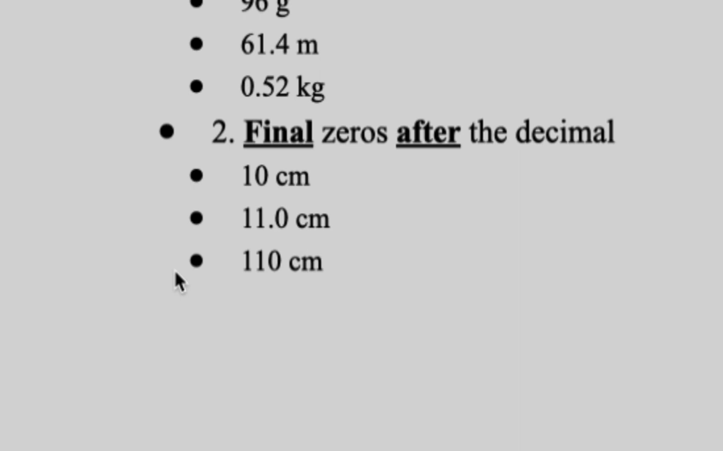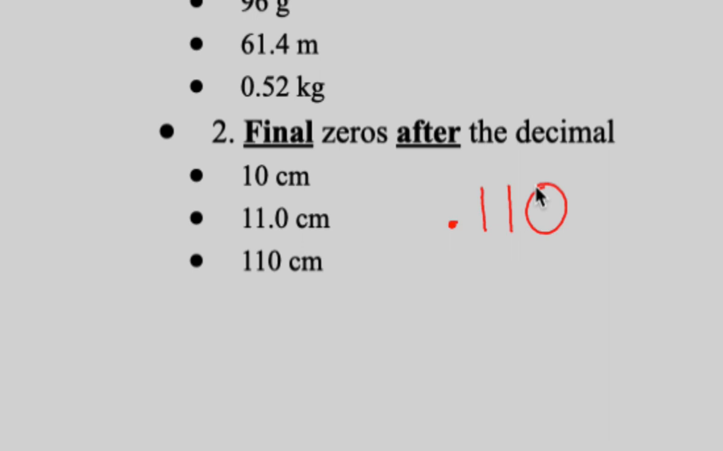Is that 0 significant? It is not. It is final, but it's not after the decimal place. Therefore, it does not count. But guys, what if we add this? What if we add 0.110? Is that 0 significant? It is, because it's a final 0 after the decimal. So it's telling us that we looked for thousands but didn't find any.